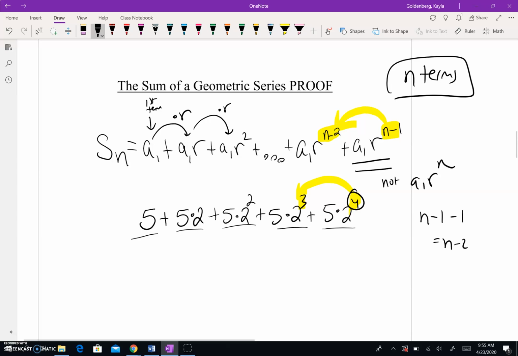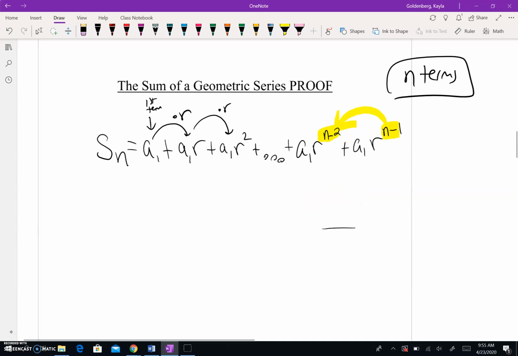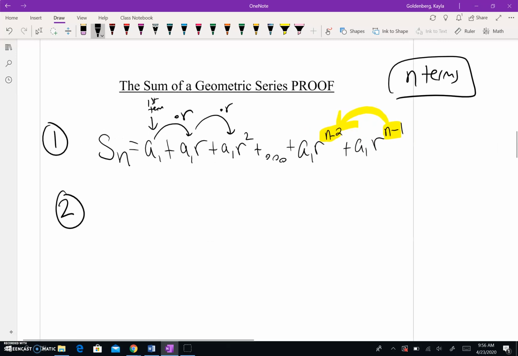It's a little harder to see that concept. So I'm going to erase this just so I can have a clean space. So this is going to be our first equation. Our second equation is going to be equation 1, but times r on both sides of the equation. And it's that same r, that same common ratio.